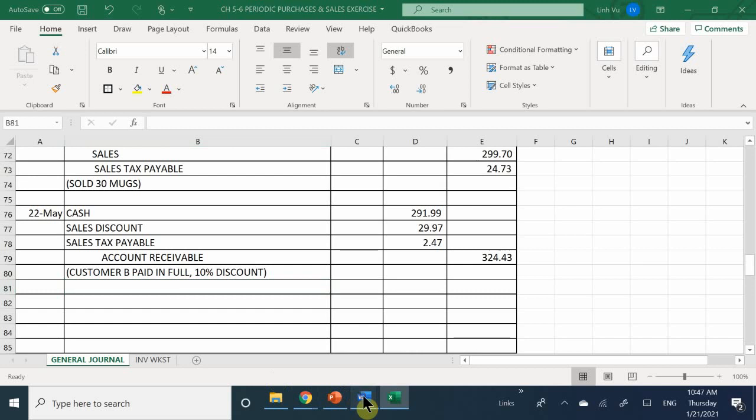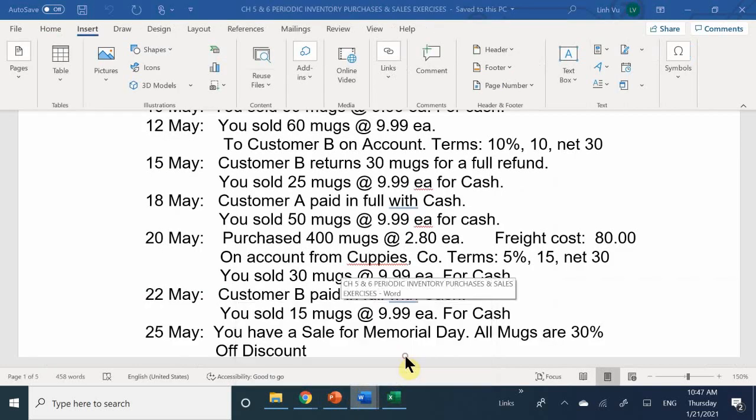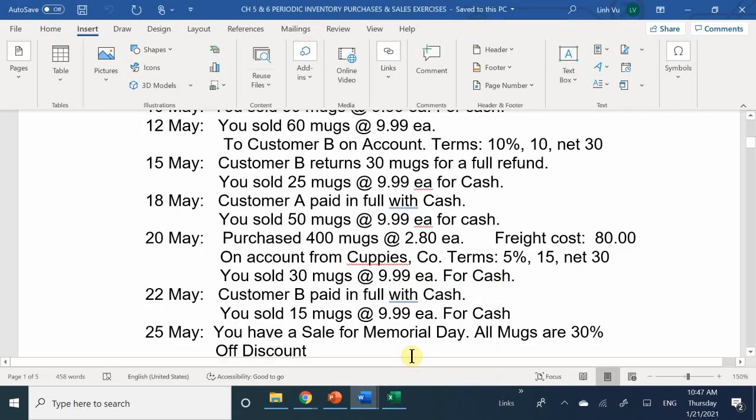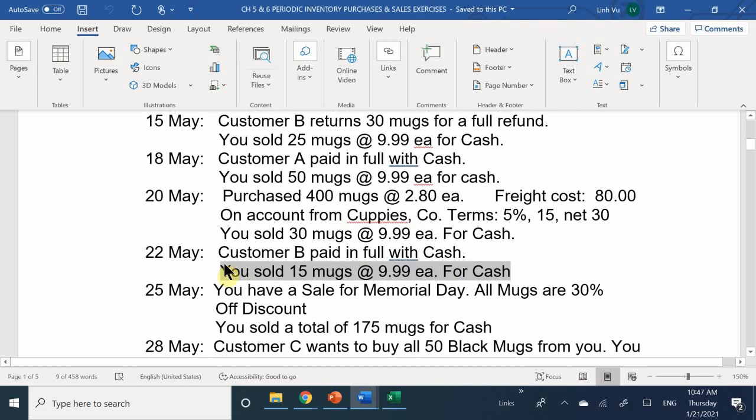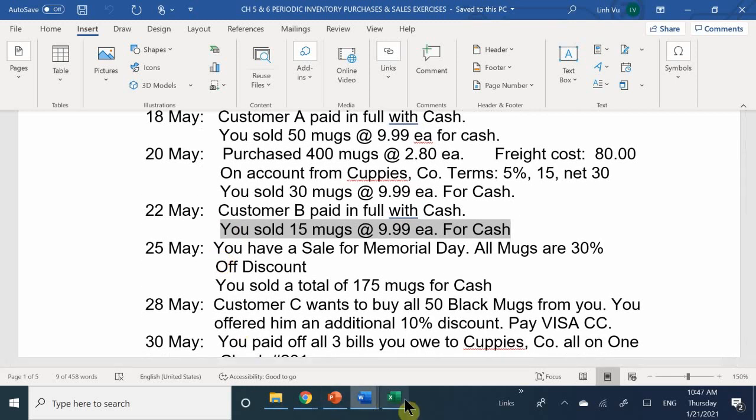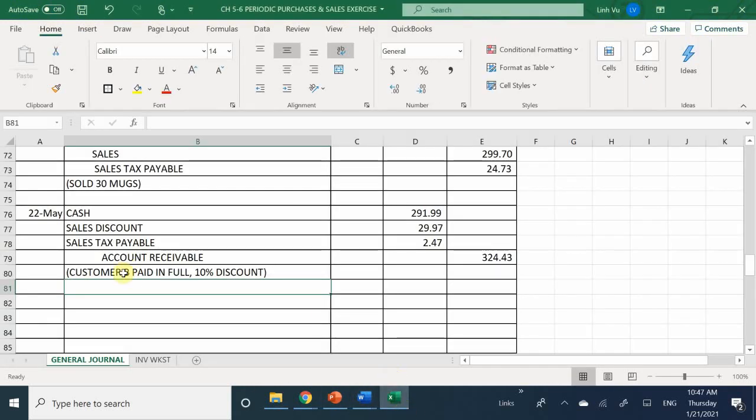All right. Now let's see what happened next, since that was dealing with a customer at hand. On May 22nd, we also sold an additional 15 mugs for cash. Okay, so how are we going to journalize this?